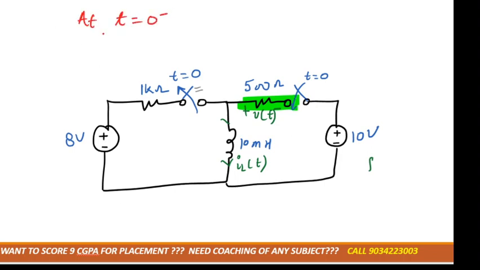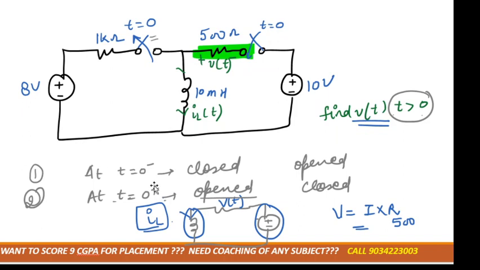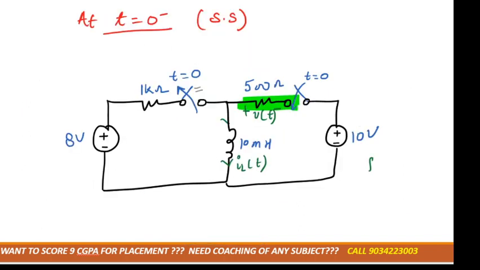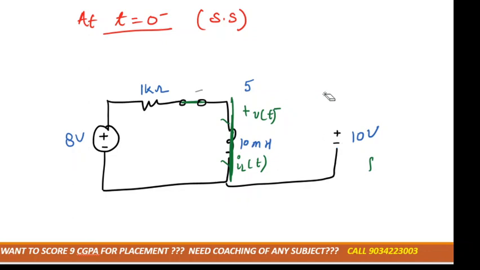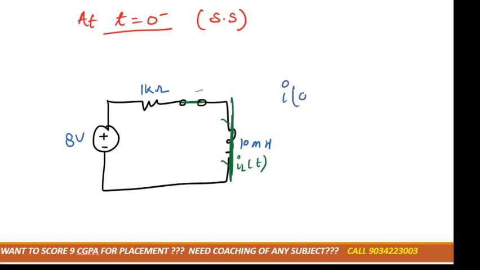At t equal to 0 minus, that is the condition of steady state. At t equal to 0 minus, is the first switch opened or closed? Closed. And the second switch is opened. Okay, this is closed, this is open. Again the inductor will behave as a short circuit, correct? If there is no connection over there, then there is no role of this source, I'm deleting it. Now simply we need to calculate the current across the inductor.